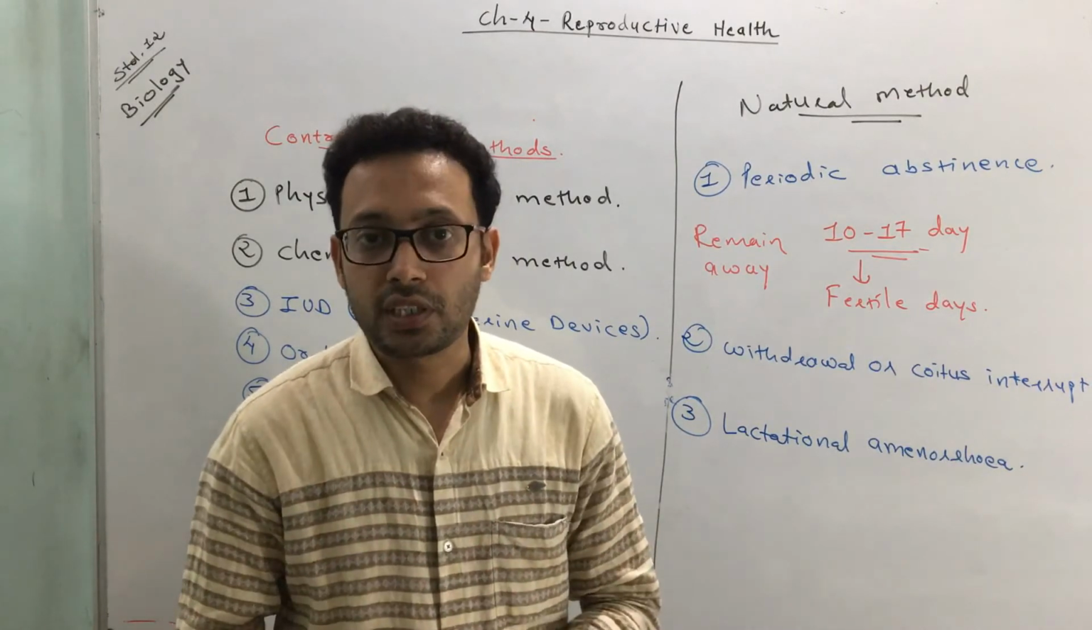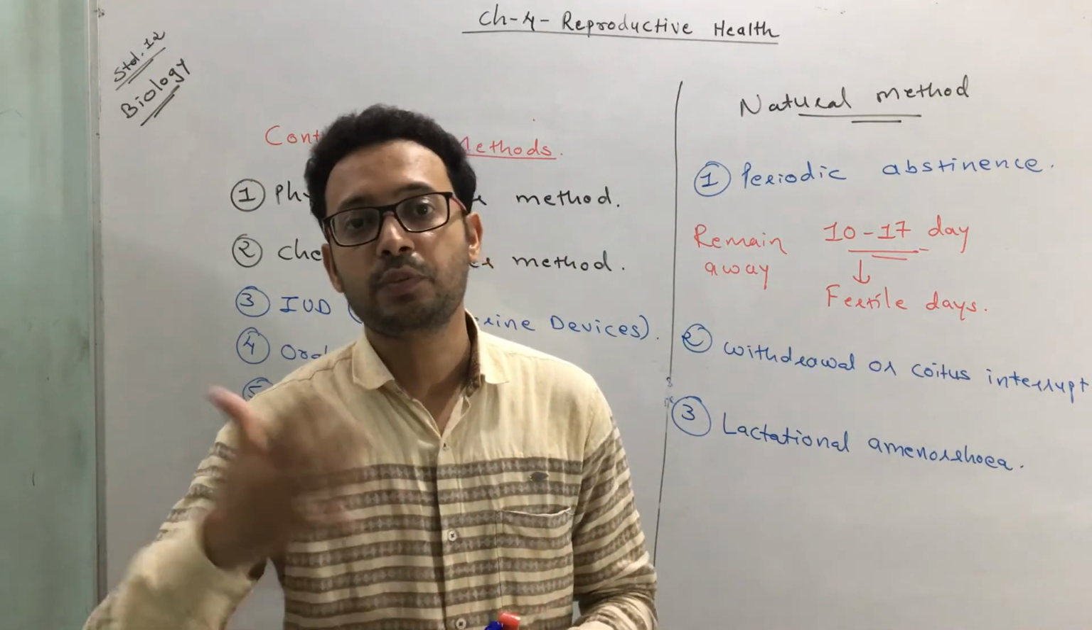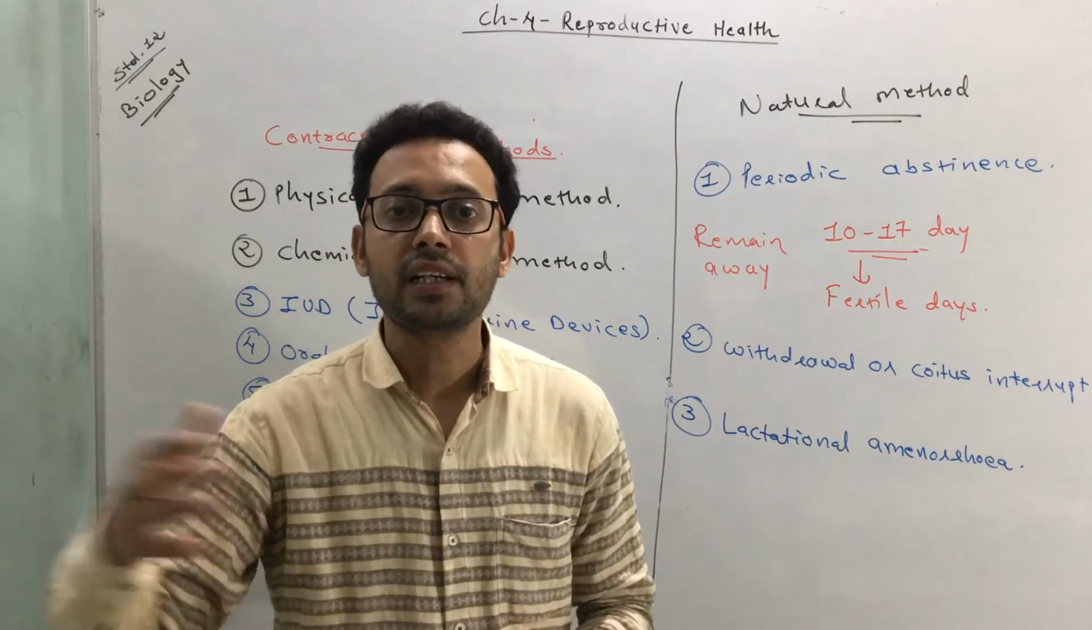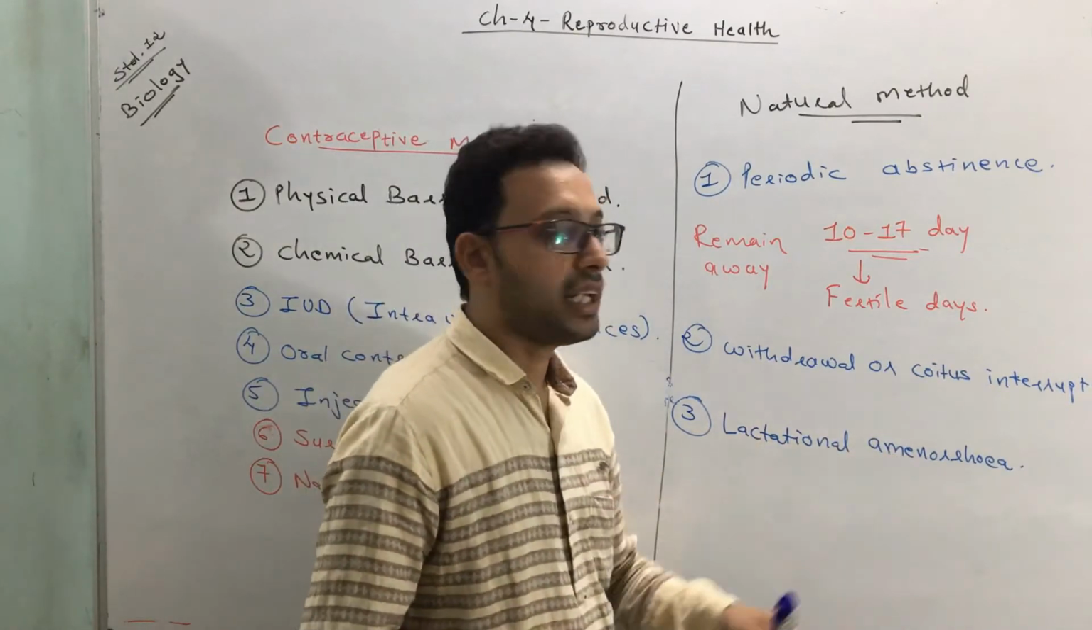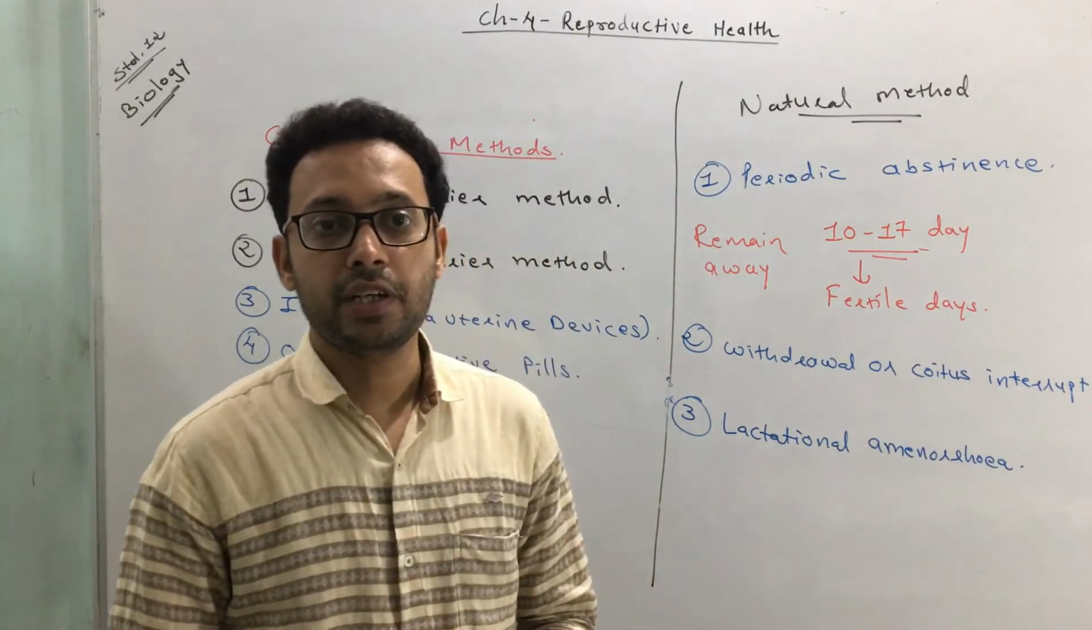And so ovulation does not take place. Ovulation does not take place means fertilization does not occur, and ultimately a pregnancy does not result. Okay, so this is called lactational amenorrhea. So what is lactational amenorrhea?